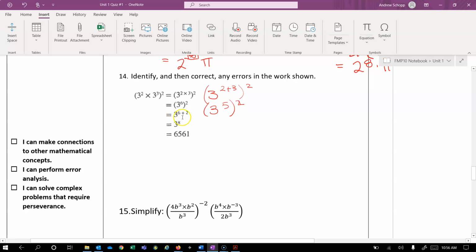And the next step, when they had the power of a power, they added when they should have multiplied. So this should be 3 to the power of 5 times 2, which is 3 to the power of 10. And I didn't care if you actually expanded this or not, but if you did, I think you got something like 59,049.